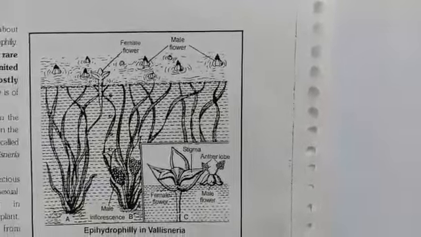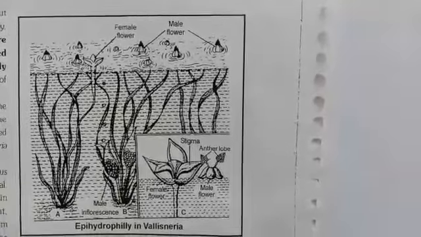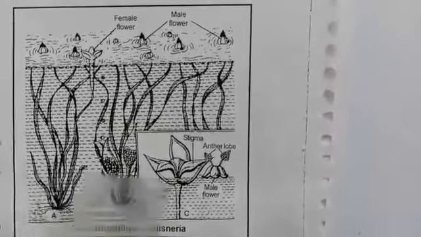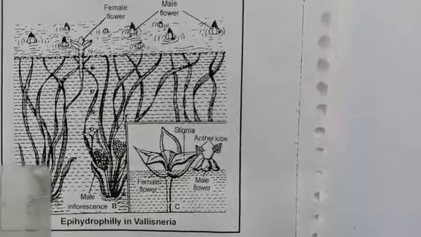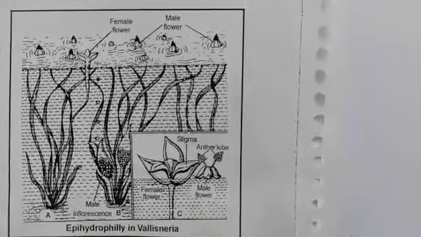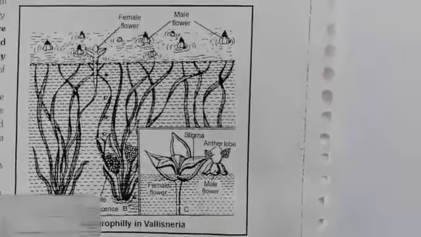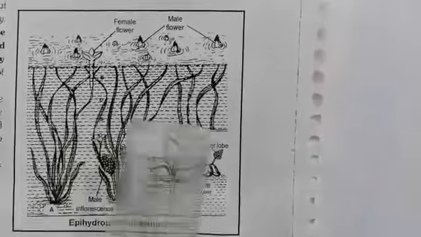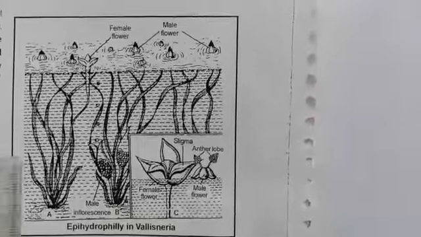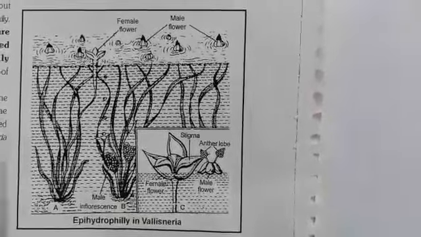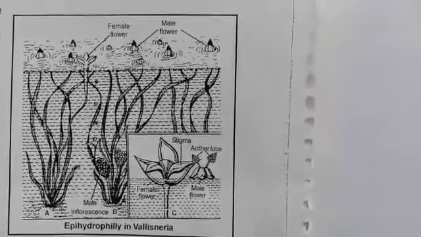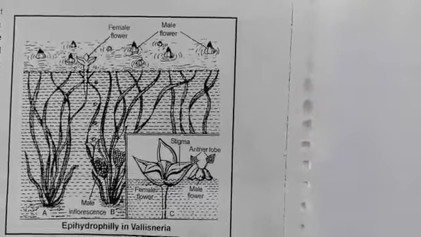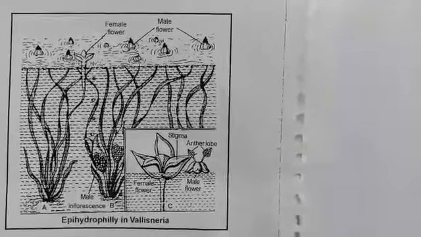Next you can see hydrophily. What is hydrophily? Pollination brought about by water is known as hydrophily. Pollination by water is rare in flowering plants and it is limited to only about 30 genera, mostly in monocotyledons. Hydrophily is of two types: epihydrophily and hypohydrophily.